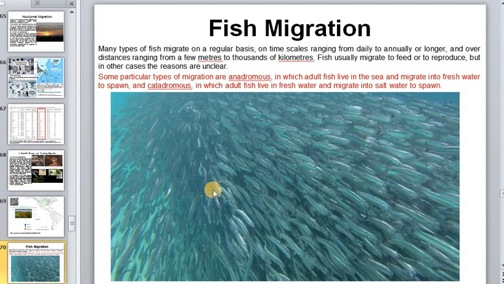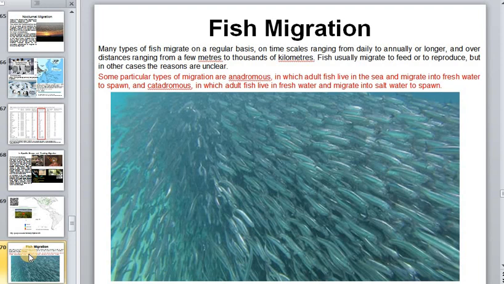If we have already talked about migration in the water, then let's talk about fishes. Fish main types. Kinds of fish migrate on a regular basis on time scales ranging from daily to annually or longer, and over distances ranging from a few meters to 1,000 kilometers. Fish usually migrate to feed or to reproduce, but in other cases the reasons are unclear.